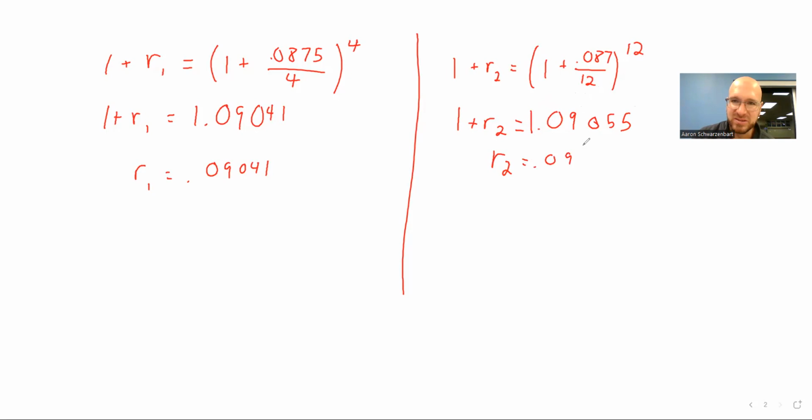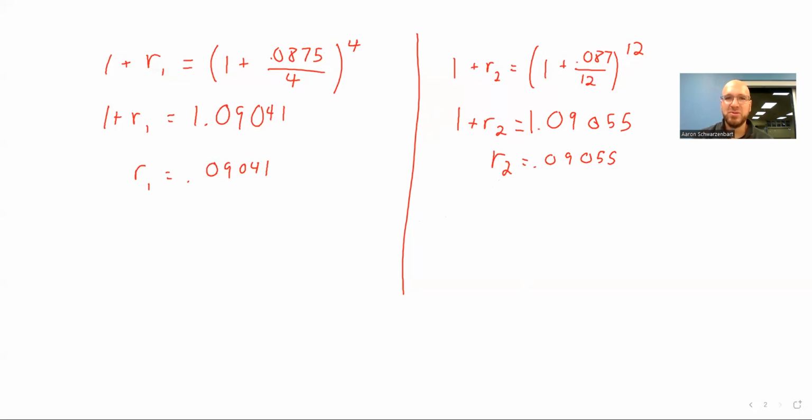No, I get 1.09055, so R2 equals 0.09055. The second one is better. 8.7% compounded monthly is slightly better than 8.75 compounded quarterly. They're pretty close though. But I would always choose the higher one. Might as well. It's a little bit better rate. Okay. So that's how to calculate annual percentage yield.